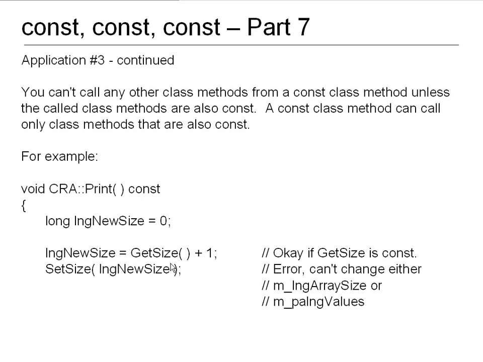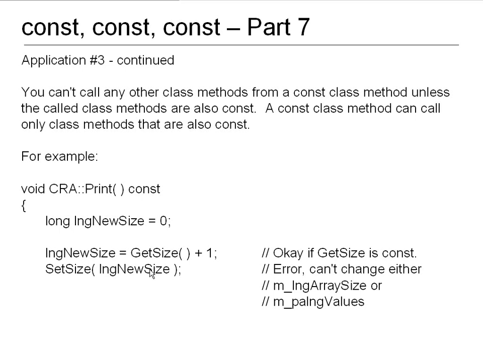So here's an example. If we have some print method that is defined as const because it's not going to change anything, it's just going to display, we could call getSize if getSize was declared and defined as a const, because all it's doing is returning a value, it's not changing anything. And we could assign that to a local variable, which is fine. We can change all the local variables that we want, and we could even add one to that.